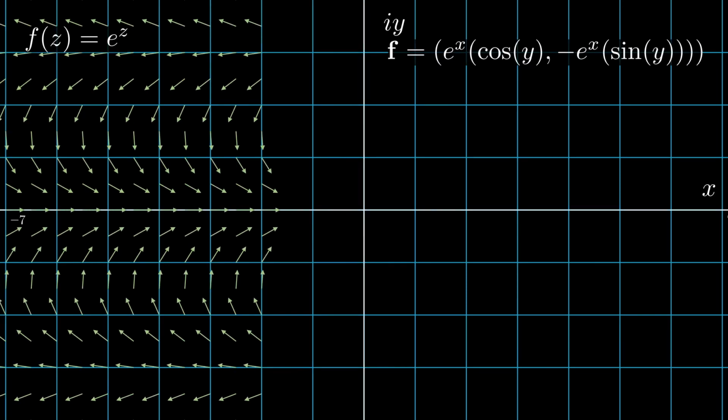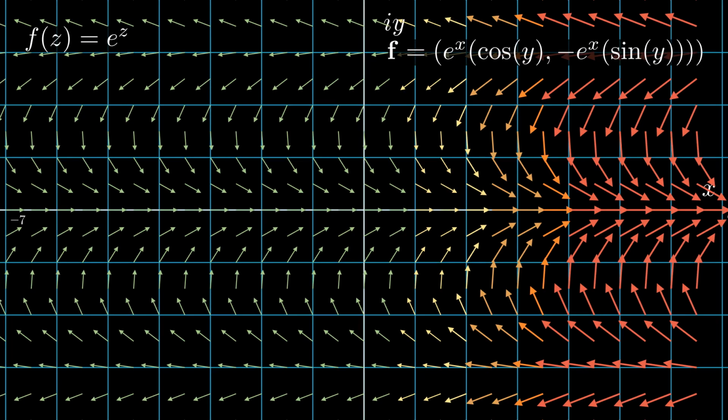So let's take a look at the Polya vector field of our old friend, the complex exponential. See how we've color-coded the vectors such that red vectors are a large vector magnitude and green vectors are a shorter vector magnitude, and yellow and orange are somewhere in between. Just take a second to appreciate how cool that looks.